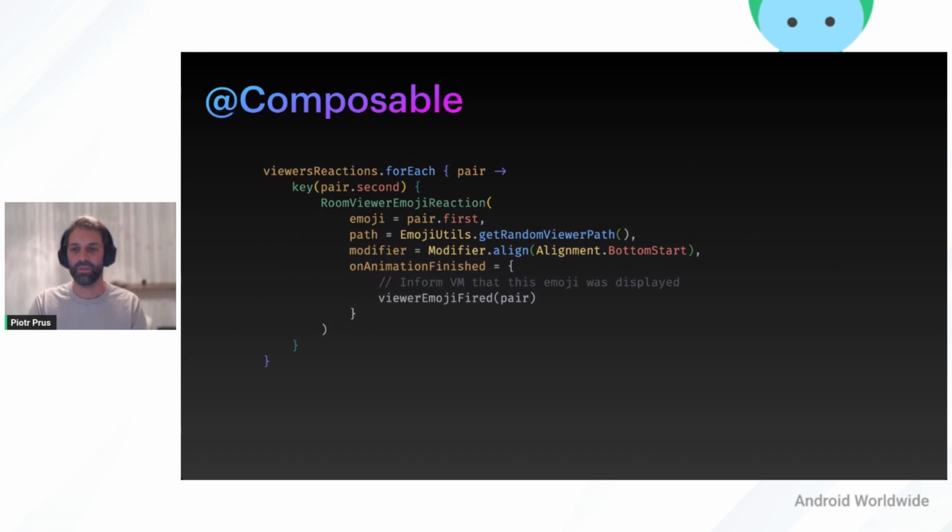And in the composable, as you can see, I'm using exactly the same thing, which is viewers' reaction for each. And then I have this key utility function, and I have my room viewers emoji reaction, and I'm putting here my emoji pair, first is Unicode, and then I have my path randomizer and modifier, and on animation finish, I'm calling my view model function.